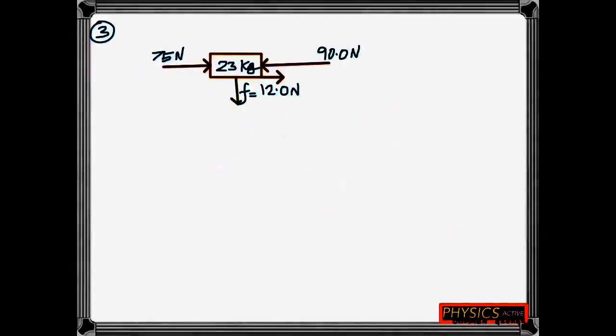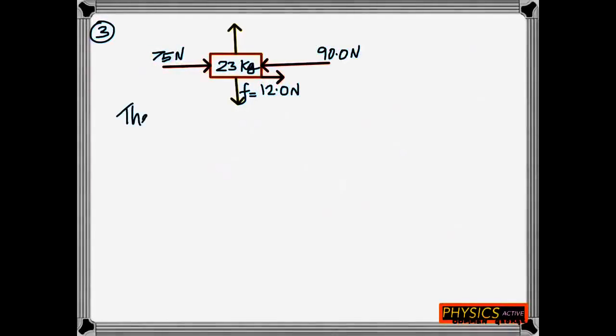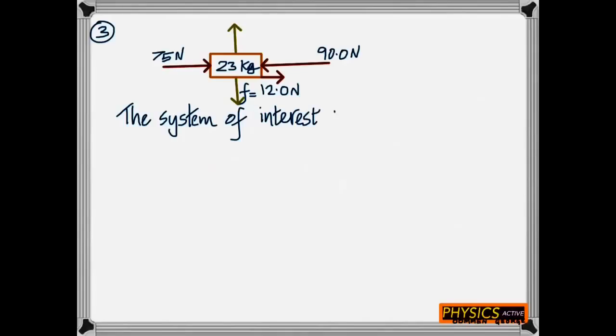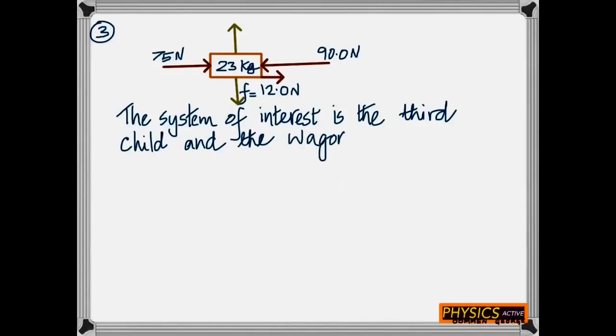Question 3. The force is 75 in one direction, 90 in the opposite. Friction is 12 newtons, and the normal reaction is up along the Y. The system of interest here is the third child and the wagon.